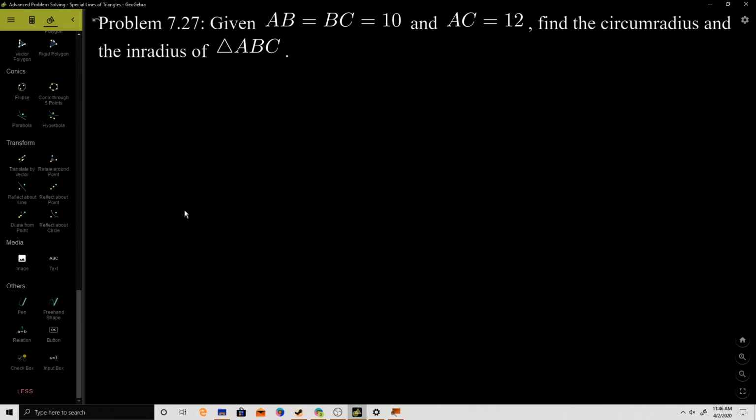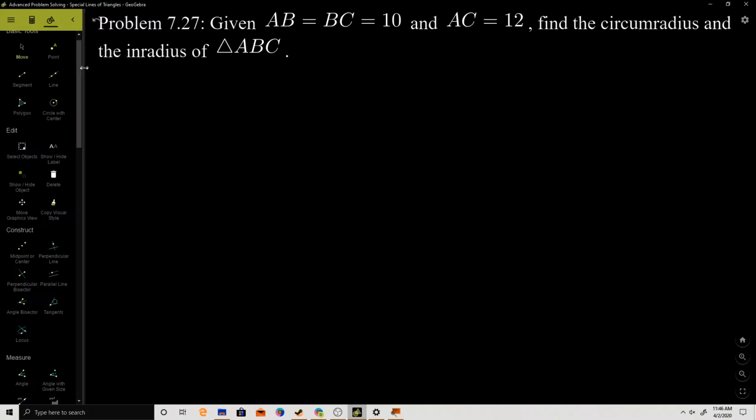Okay, for our next problem, 7.27, we are given that AB equals BC equals 10 and that AC equals 12. Find the circumradius and the inradius of triangle ABC. So let's make that triangle.